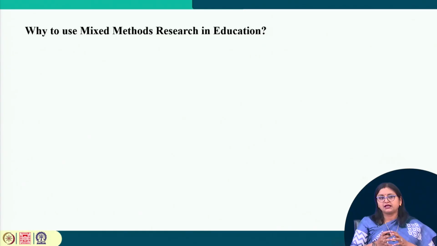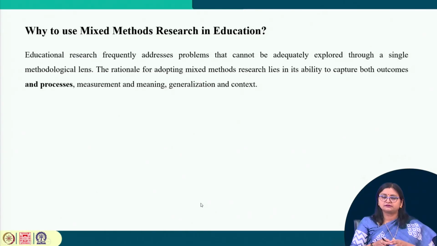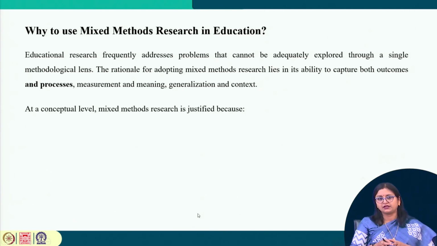Now, people can ask, why use mixed method research in education? What is the logic behind that? Educational research frequently addresses problems that cannot be adequately explored through a single methodological lens. The rationale for adopting mixed method research lies in its ability to capture both outcome and process, measurement and meaning, and generalization and context.